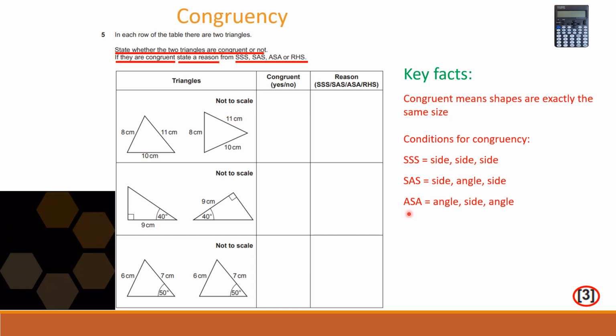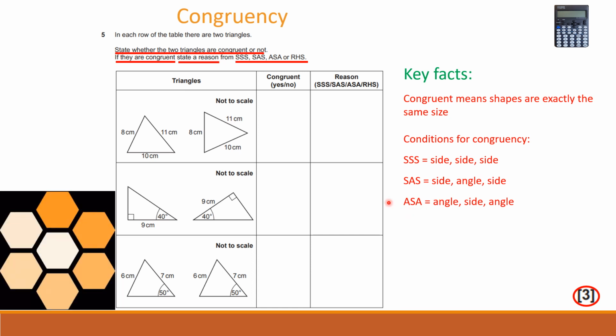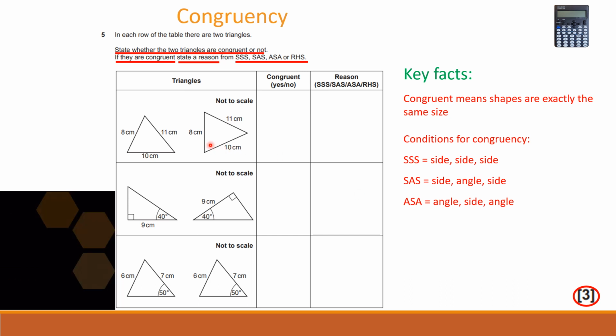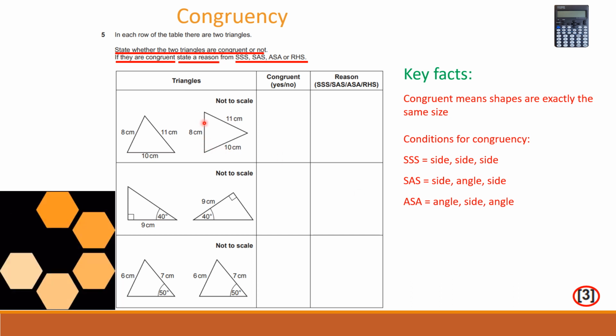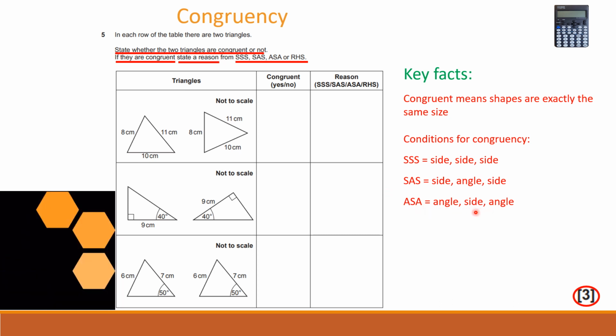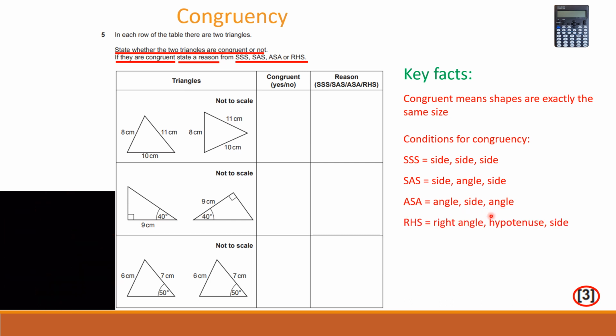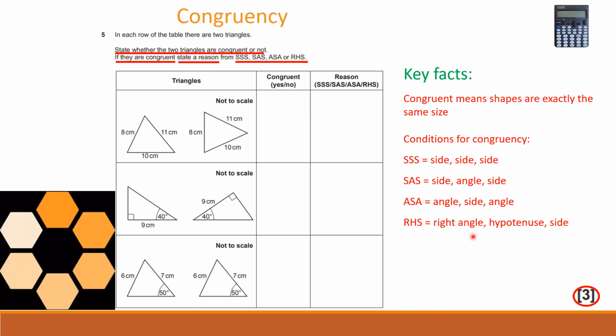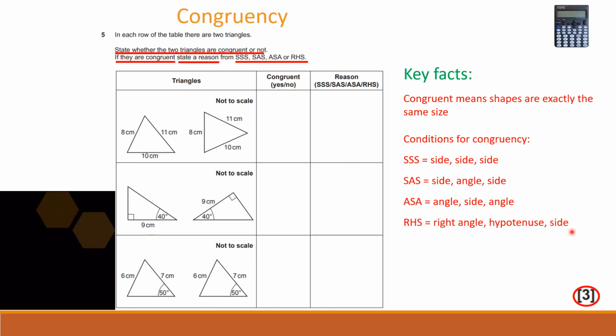ASA is when you've got an angle, then a side, then an angle. So you could have the angle here, then a side, then the other angle. So it must be in that order. And they must have the side included between the 2 angles. So it must not be on the opposite side to make it work. And the last one is RHS, which is a right angle, hypotenuse and a side. These are your conditions for congruency.